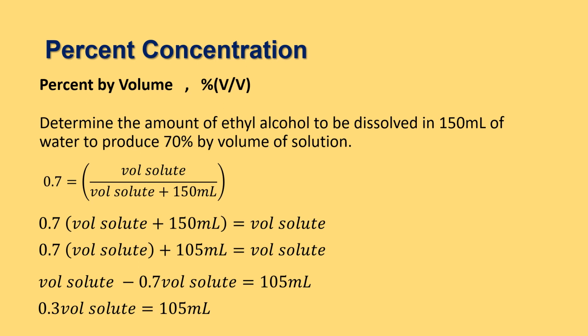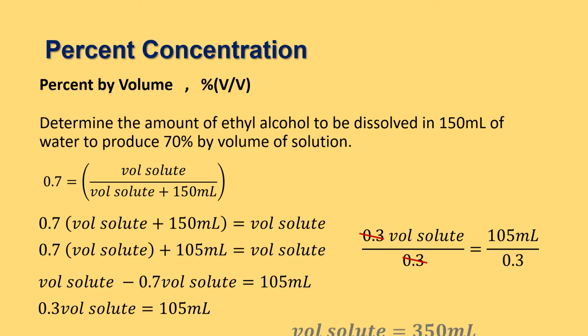As you can see here, our unknown volume of solute still has a coefficient of 0.3. To get rid of this, we must divide both sides of our equation by 0.3. So 0.3 will be cancelled on the left side of our equation, and the solution now, for solving the volume of our solute, is 105 ml divided by 0.3. So the volume of our solute is now equal to 350 ml.